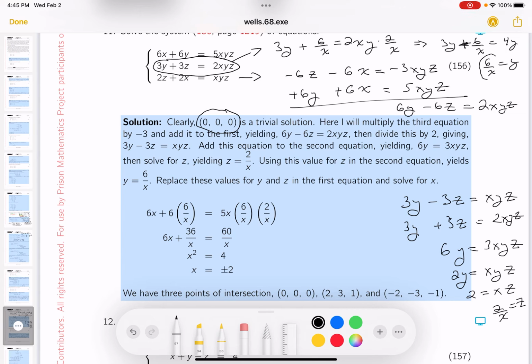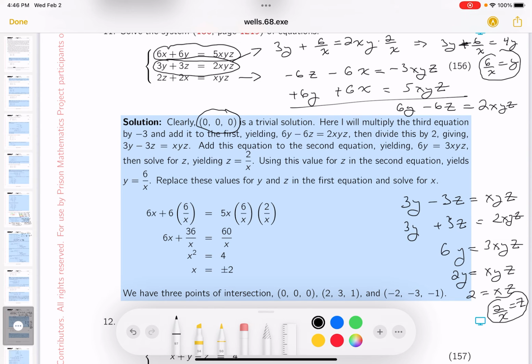I'm going to kind of circle this now. Now, circle these nice things I'm seeing. And I'm going step by step. And now what it says to do, it says replace these values for y and z in the first equation.